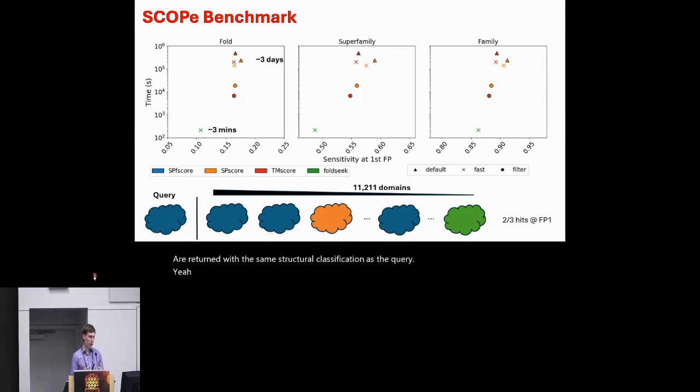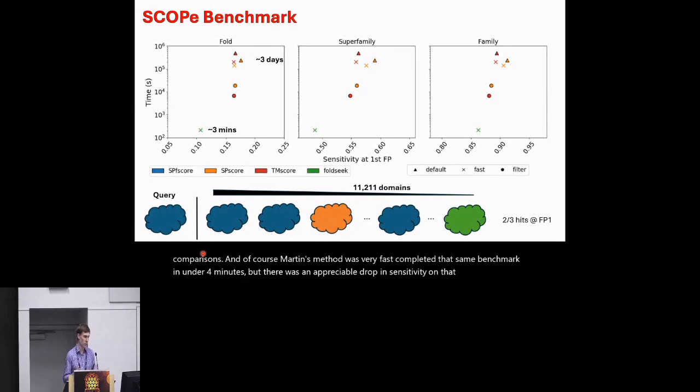In this benchmark, a method called SPalign achieved the highest sensitivity of the methods evaluated, but required about 3 days to complete the 100 million pairwise comparisons. And of course, Martin's method was very fast, completing that same benchmark in under 4 minutes, but there was an appreciable drop in sensitivity on that benchmark. So there is space for improvement here.